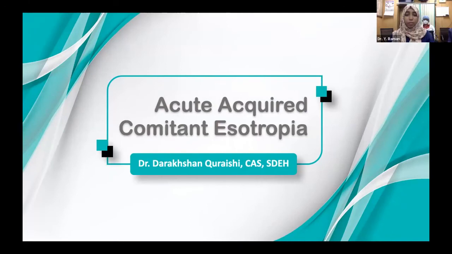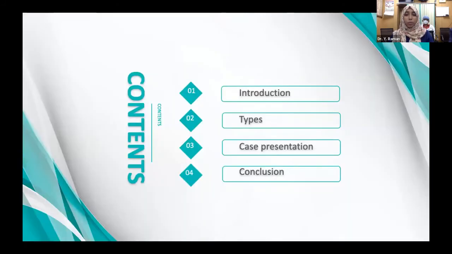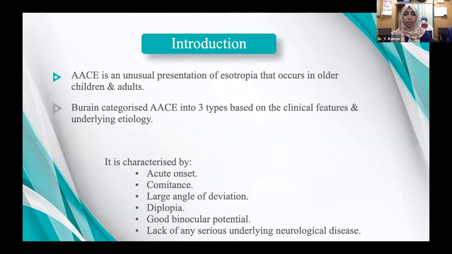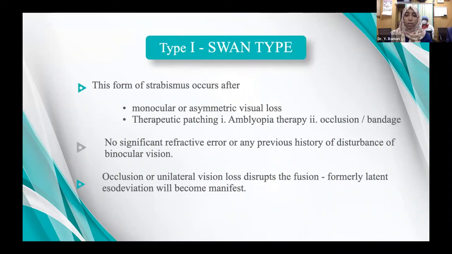Good afternoon. Today's topic for presentation is acute acquired comitant esotropia. Acute acquired comitant esotropia is an unusual presentation that occurs in older children and adults. Burian classified it into 3 types depending upon the underlying etiology. But the common characteristics for all of them are acute onset, comitance for both near and distance, relatively large angle of deviation, diplopia, good binocular potential, and lack of any underlying neurological disease.